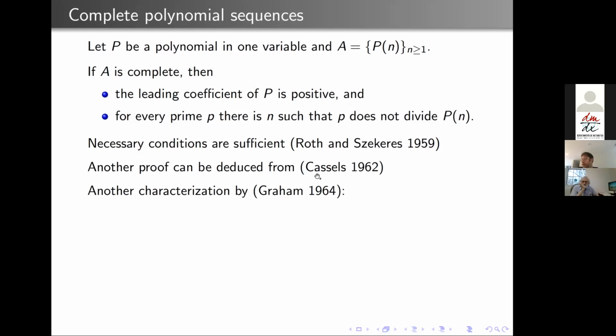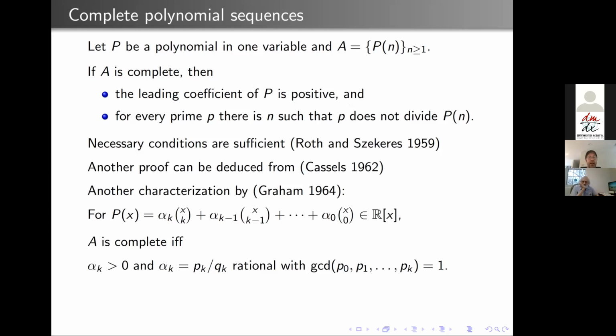He said, if you write the polynomial P(x) of degree k as a sum of alpha_j times x choose j, where x choose k you think of as a polynomial of degree k, it's x times x minus one, all the way down to x minus k plus one, the product divided by k factorial. You can write every polynomial down as a sum like this. And the sequence A is complete if and only if the leading coefficient alpha_k, when you write P(x) in this form, is positive, and these alpha_j's are rational, and the numerators have GCD one. Otherwise, you fail some modularity constraint. So he had this nice characterization of the complete polynomial sequences.